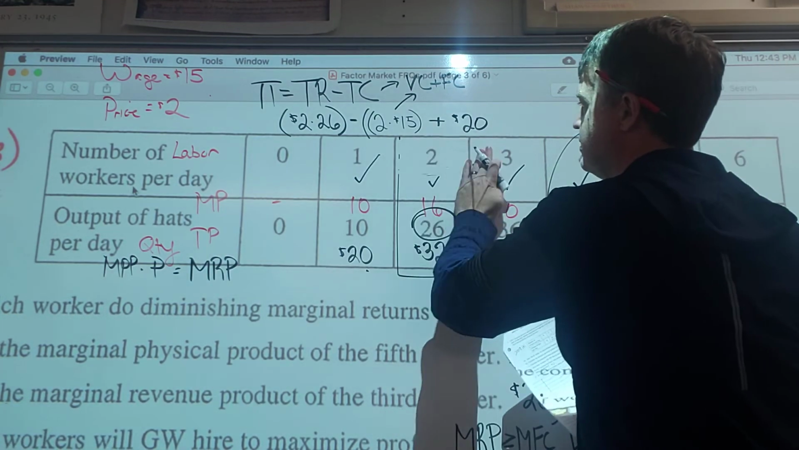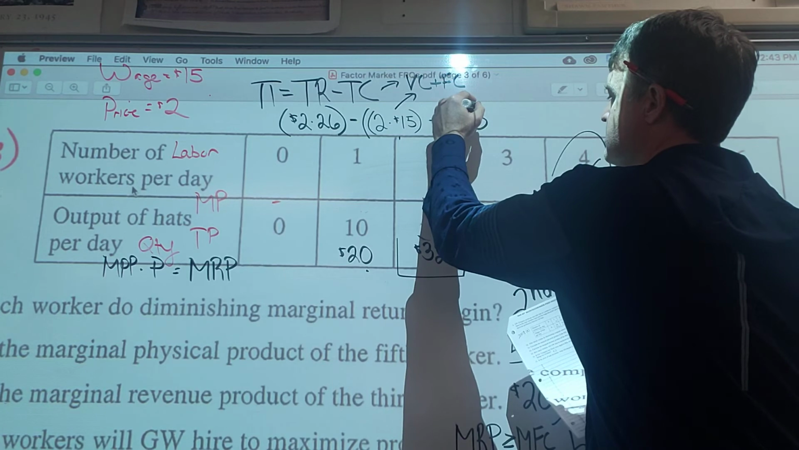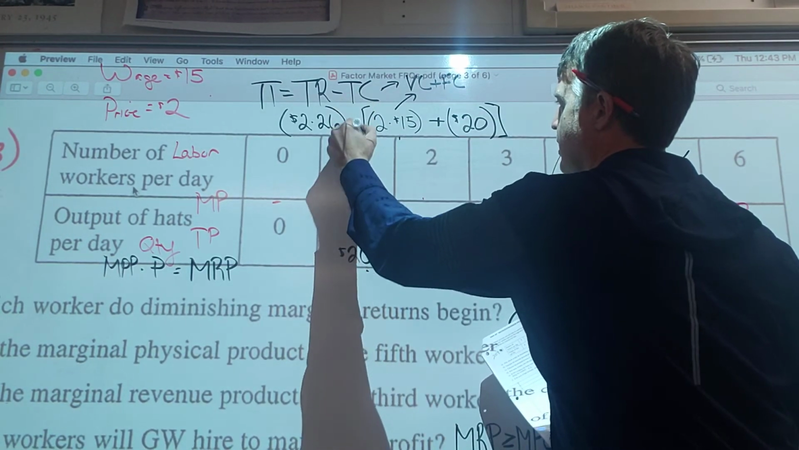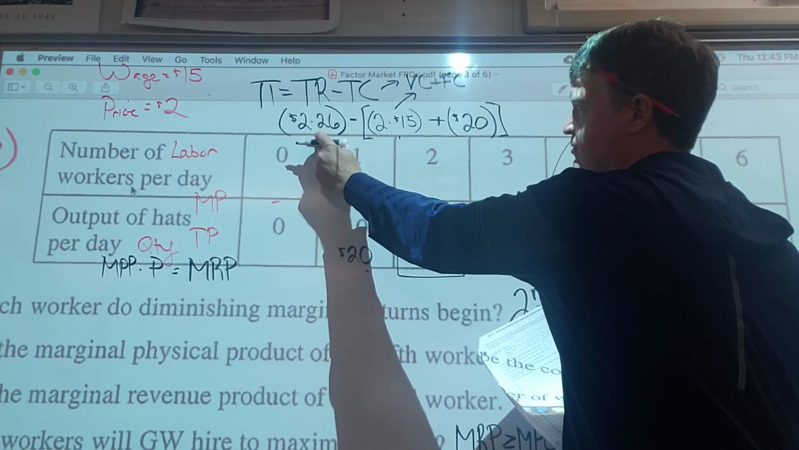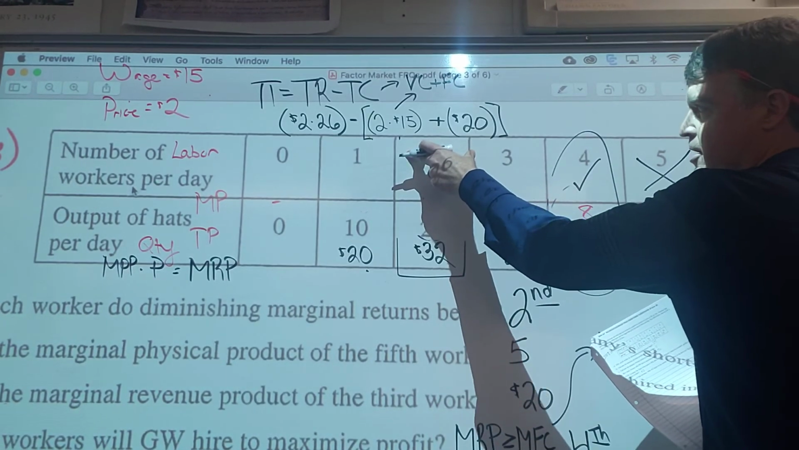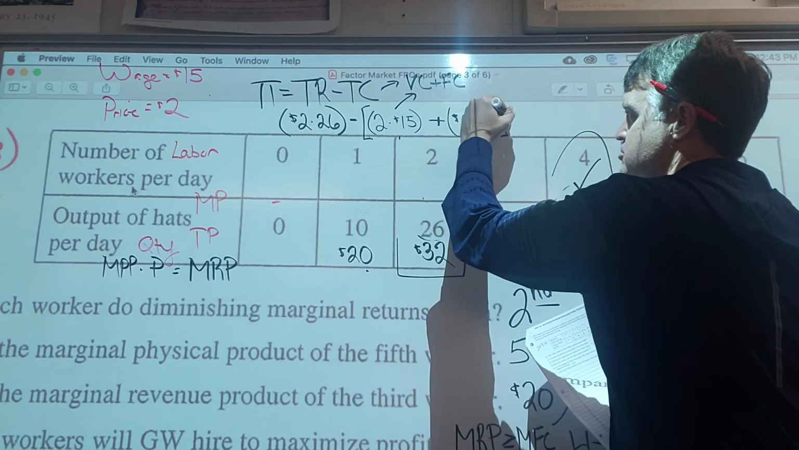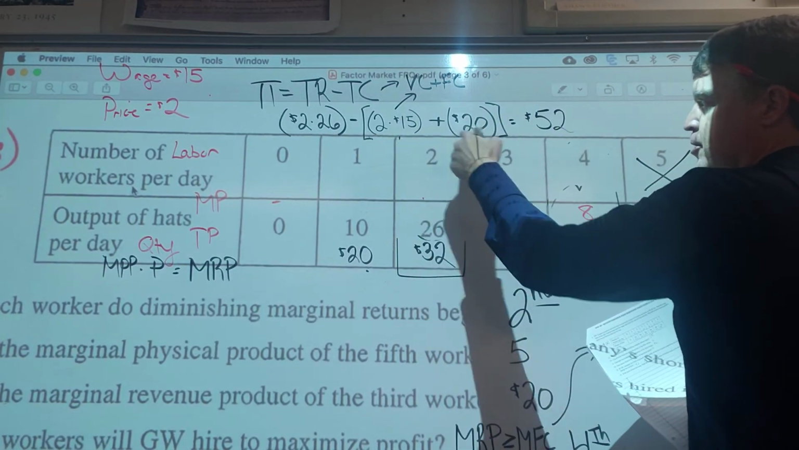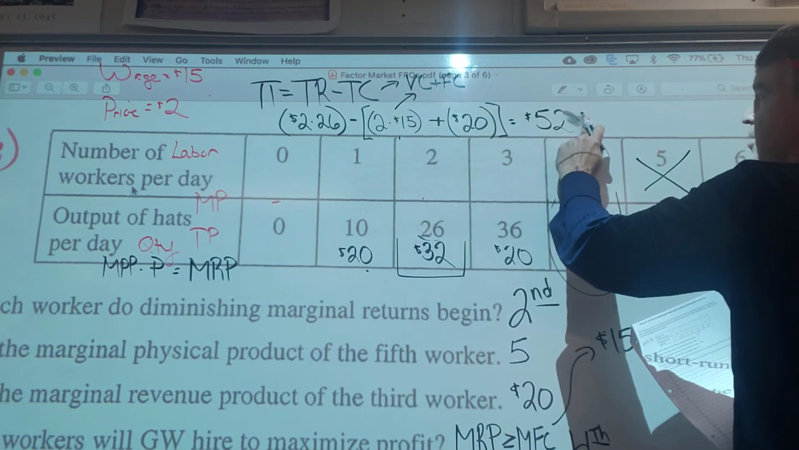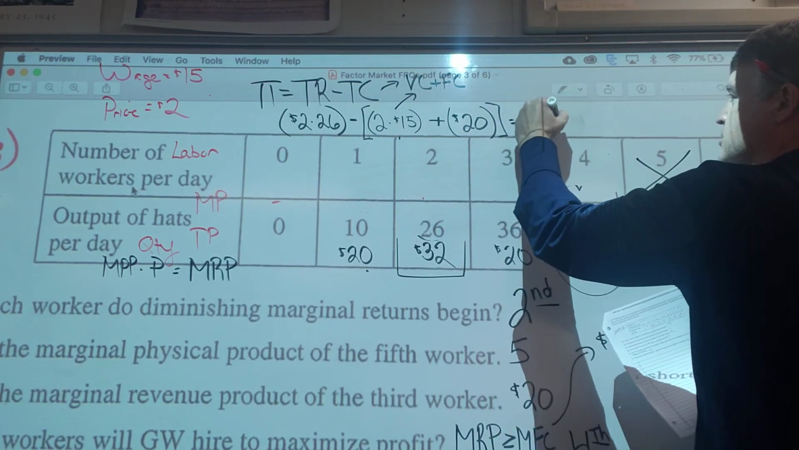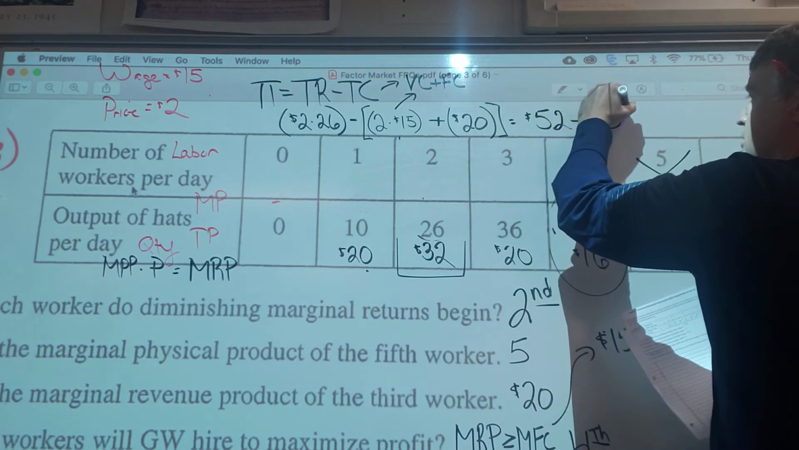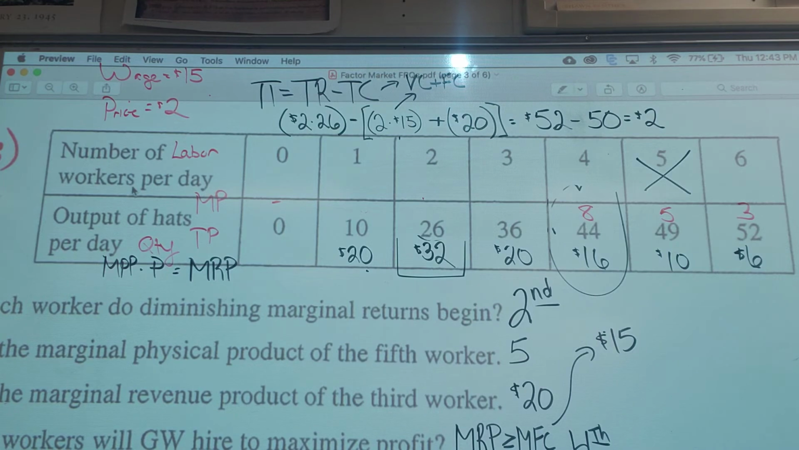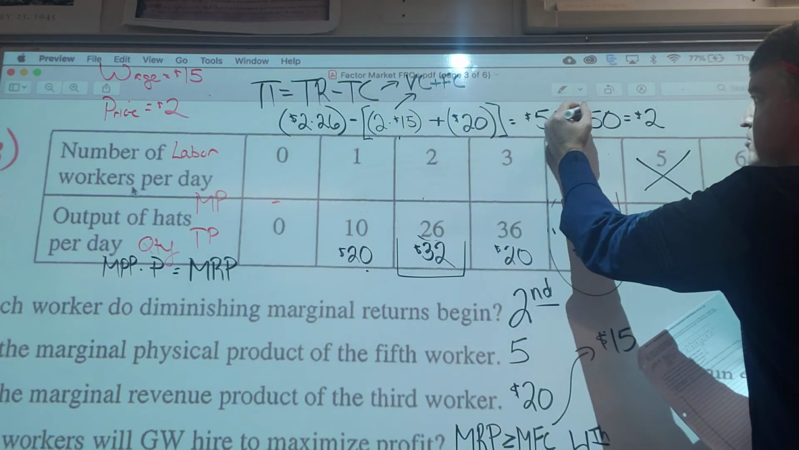So that's my fixed cost. And now I have my 2 parts of the equation. I have total revenue right here. I have total cost right here. Total revenue, 2 times 26 equals $52. Total cost, 30 plus 20 equals 50. 52 minus 50 equals $2. My profit.